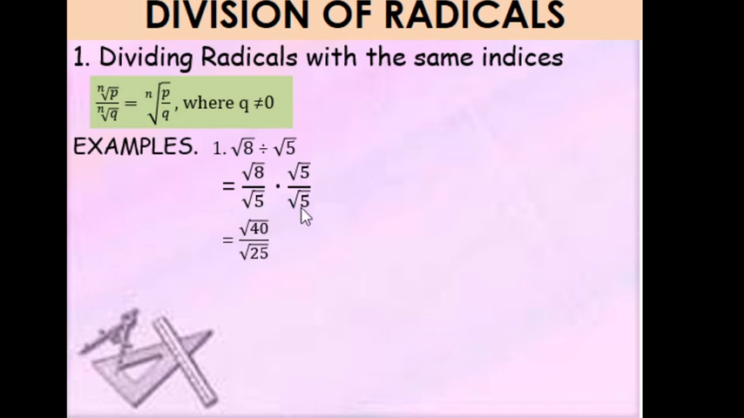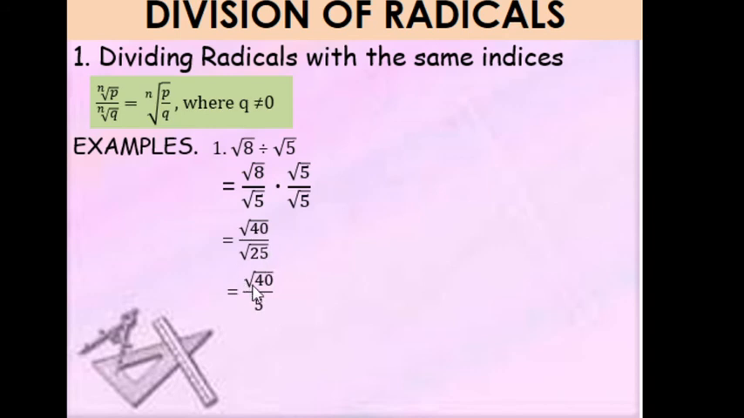Then square root of 5 times square root of 5 is square root of 25. So dito, yung 25, siya ay perfect square, kaya matatanggal na natin yung kanyang square root sign. So kunin lang natin ang square root ng 25. So this will become square root of 40 over 5.